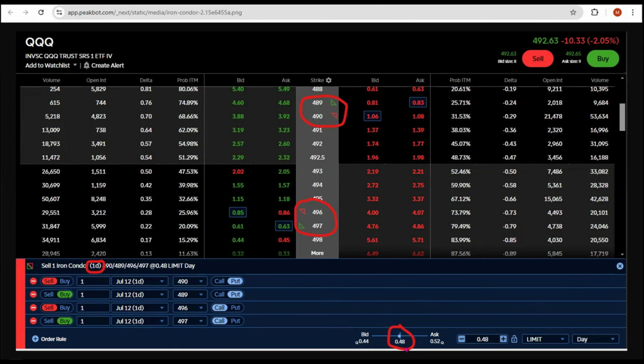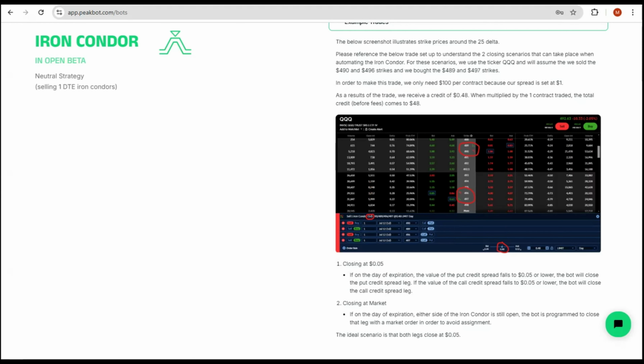So we're back to 48 cents on this. This is your price per share that you're making on all these options contracts, or $48 minus fees. So theoretically, if we close within the range, so our goal here is to close between 490 and 496 one day later, and we make $48, closing at 5 cents. If on the day of expiration, either the put credit spread or the call credit spread falls to 5 cents or lower, the bot will close those legs.